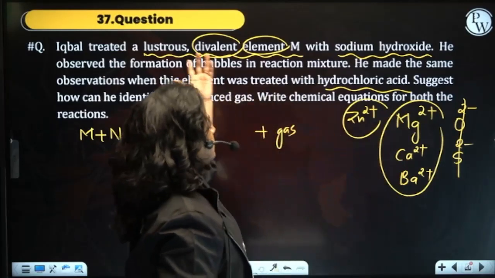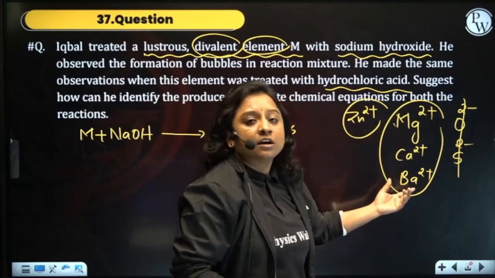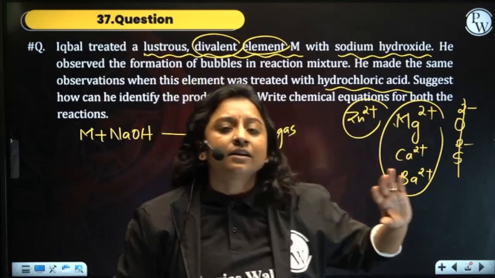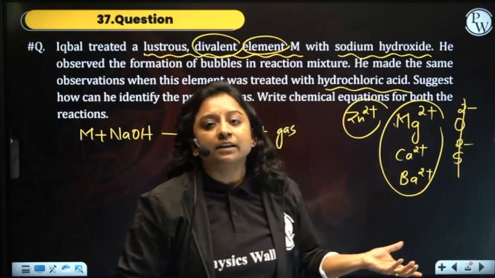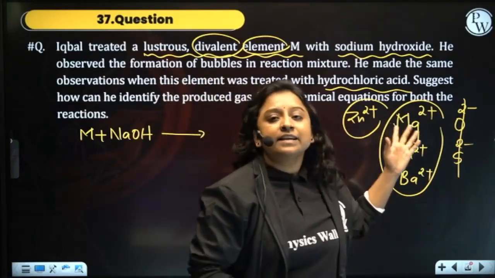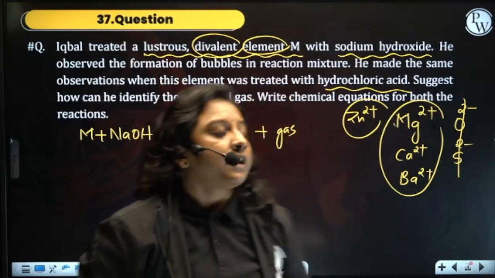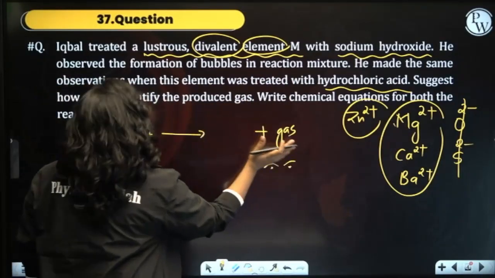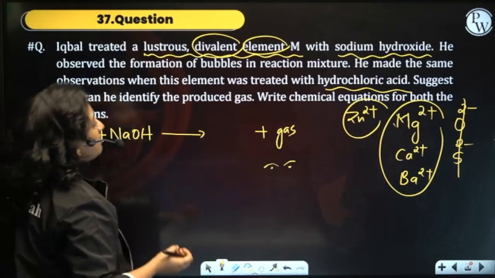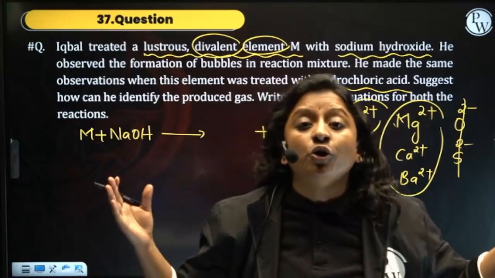And it is lustrous, shiny. Calcium is also shiny, zinc is shiny, magnesium is shiny, but still it has a kind of patchy impurity on its surface. Barium is a heavy metal. So easy, you can take zinc because the zinc equation is already given in your NCERT. Now I came to know that a bubble is coming. The element M is a metal because only a metal can react with acid or base to produce gas.